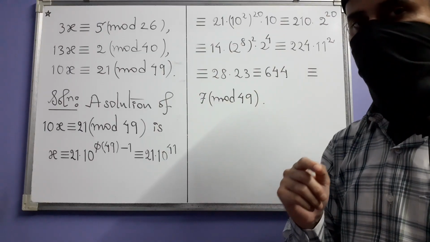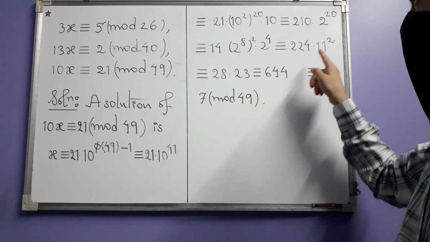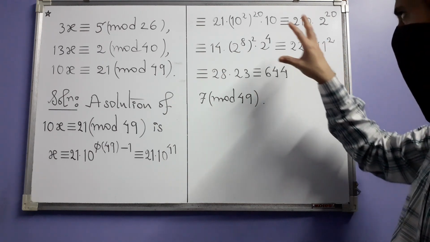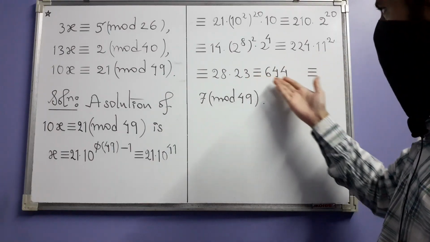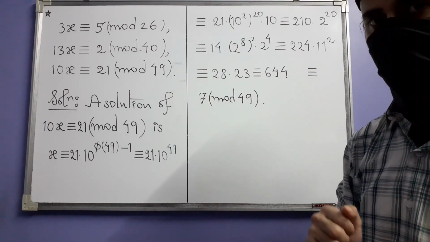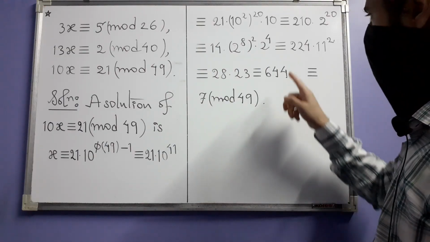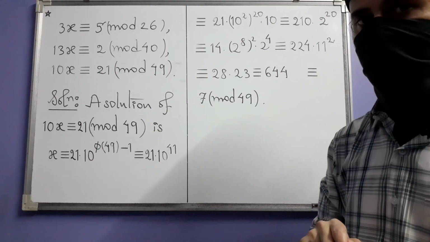power of 2, it turns out, is congruent to 11 modulo 49. So here you can write 11. So that's how we are gradually simplifying things. And then the rest is just simple multiplication and reducing modulo 49 again and again. Eventually you get 7. So that is your answer.